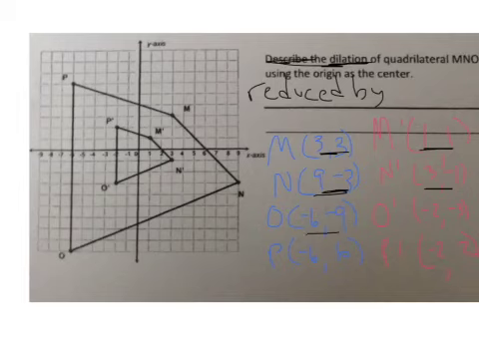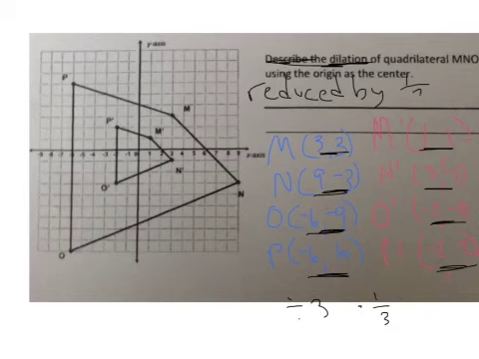O was negative 6, negative 9. Now it's negative 2, negative 3. So once again, dividing by 3. And P was negative 6, 6. Now it's negative 2, 2. So once again, dividing by 3. Well, dividing by 3 is the same as multiplying by 1/3. So it's reduced by 1/3 or dilated by 1/3.